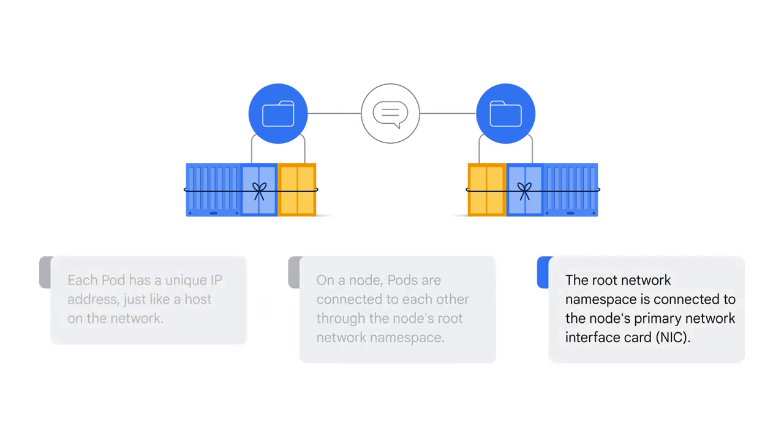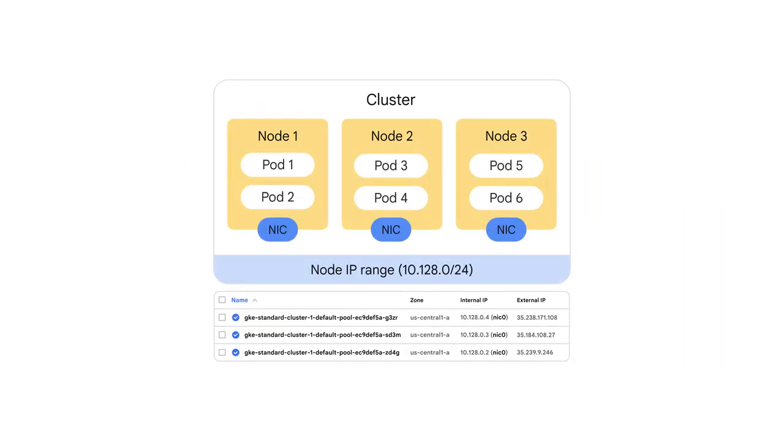The root network namespace is connected to the node's primary NIC, Network Interface Card. Using the node's VM NIC, the root network namespace is able to forward traffic out of the node. This means that the IP addresses on the pods must be routable on the network that the node is connected to. In GKE, nodes get their pod IP addresses from address ranges assigned to the Virtual Private Cloud, or VPC, being used.